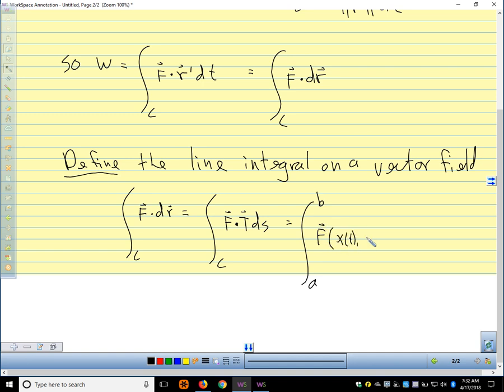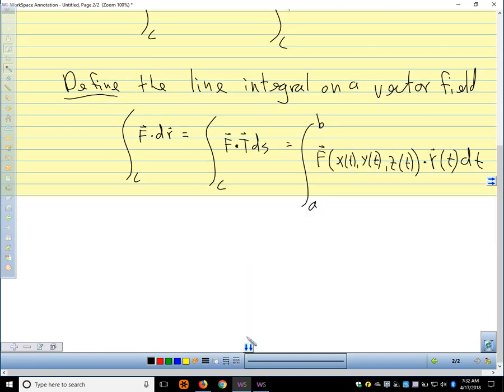And we're going to have x of t, y of t, z of t, dot r prime of t dt, where f is a continuous vector field, and c, our curve, is given by r of t. That's our parametric representation for c, a less than or equal to t, less than or equal to b. So we have a parameterized curve. Yes? Oh, this should be r prime, yes.